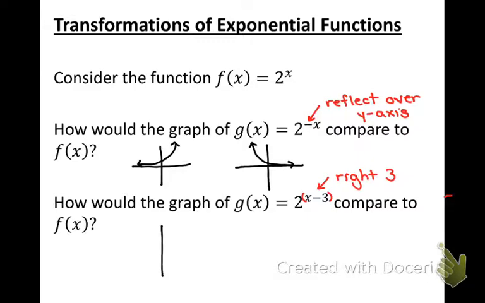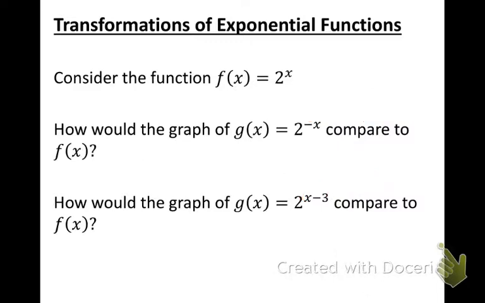My previous function, 2 to the x, that went through that point (0, 1), if I move it 3 to the right now, I am now going to have not the point (0, 1), but instead I'm going to have the point, oh, I just lost my graph. Sorry, quick restart for myself.